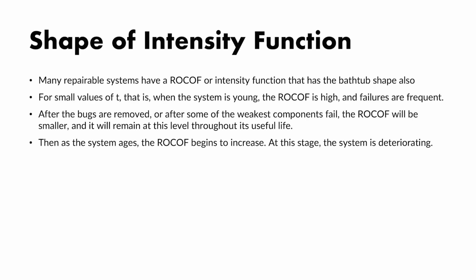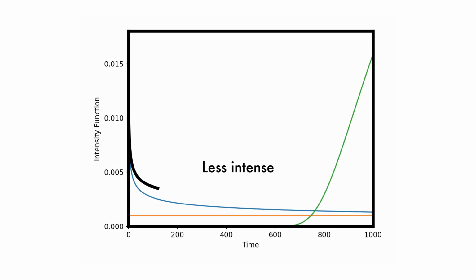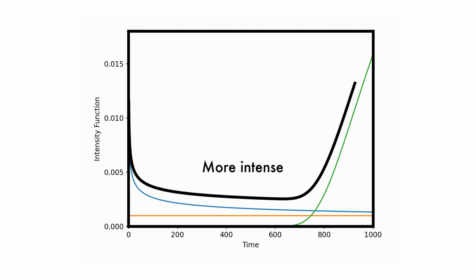So if we have the bathtub curve for the non-repairable systems, we also have another bathtub curve for the intensity function of repairable systems, because essentially the behavior of a system is always the same. It goes through infant mortality, then a period of random failures, and then essentially in the end it starts deteriorating until its end of life.